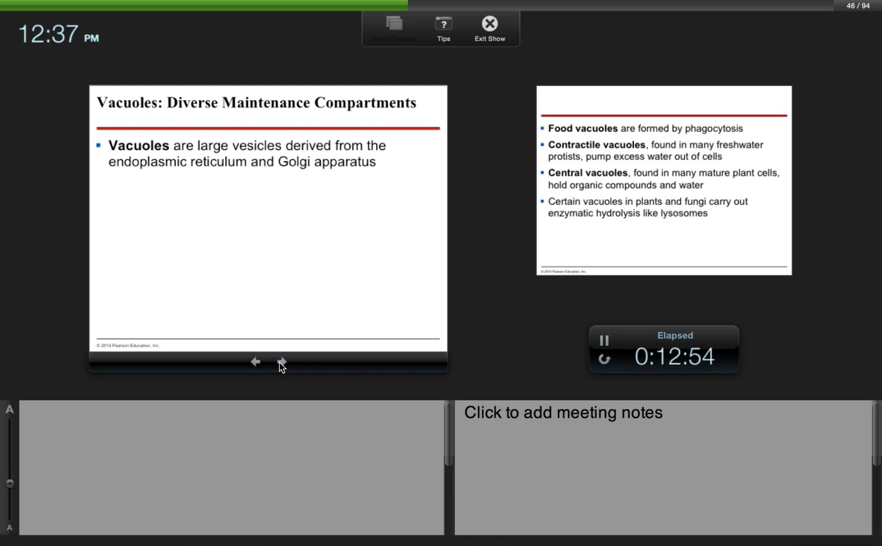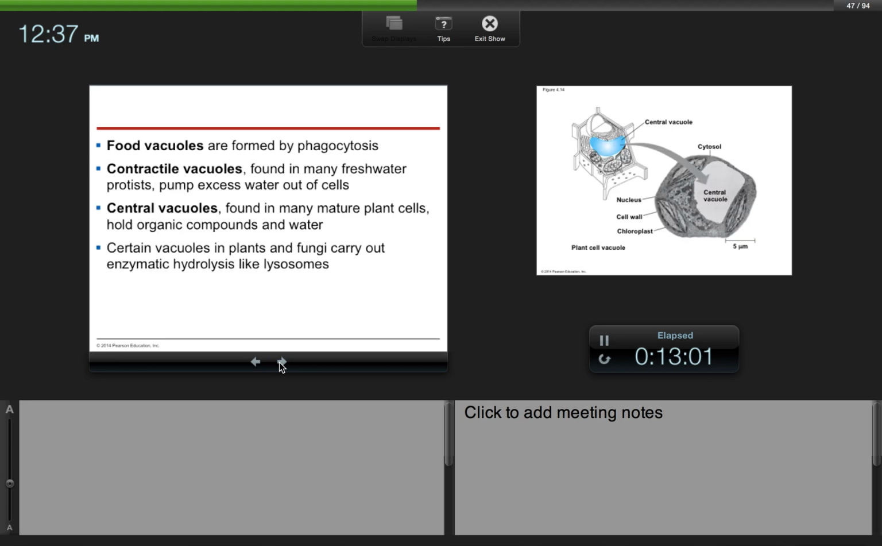Vacuoles are large vesicles derived from the endoplasmic reticulum and the Golgi apparatus. Food vacuoles are formed by phagocytosis. Contractile vacuoles are found in many freshwater protists, and they pump excess water out of the cells.